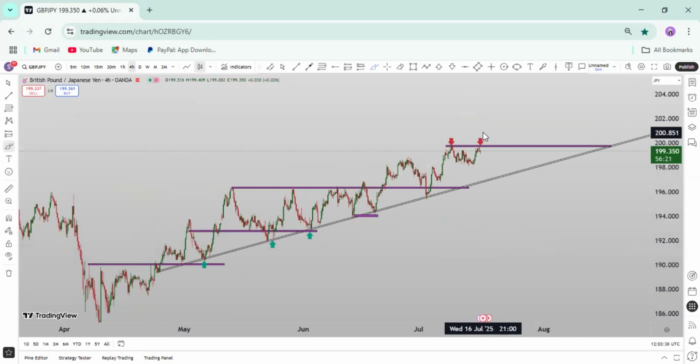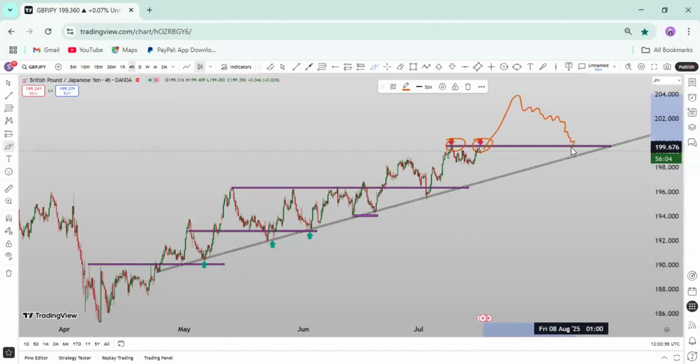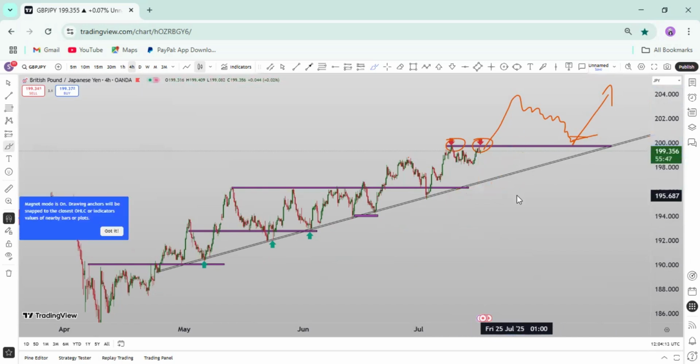Let's go to another pair. This time we are having GBP JPY. Currently we are on a resistance area. You can see we have a double top formation around here. So unless the market breaks this area, then starts to reverse to this support area, then that will be favorable for me to take any trade. Or the market might retrace a little bit lower to this previous support area, then that will also be favorable for me to take that trade.